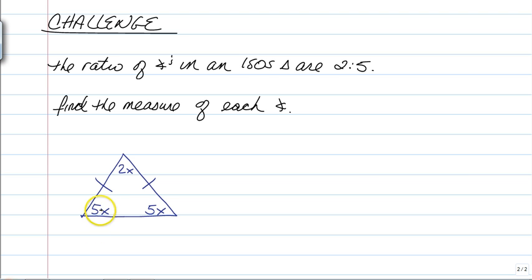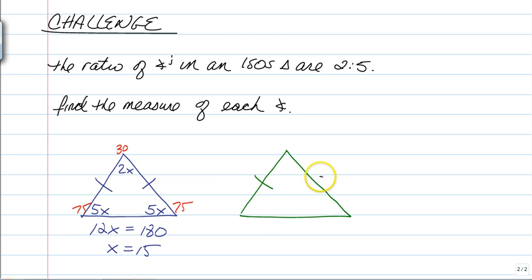So you're just going to say 5x plus 5x plus 2x is going to give you 12x, and that's going to be equal to 180, and you're going to end up with x is equal to 15. So you're going to find the measure of each angle, and you're going to come up with 30, and you're going to come up with 75 and 75. And you're like, wow, that's not that tough, except for the fact that there are two possible options here.